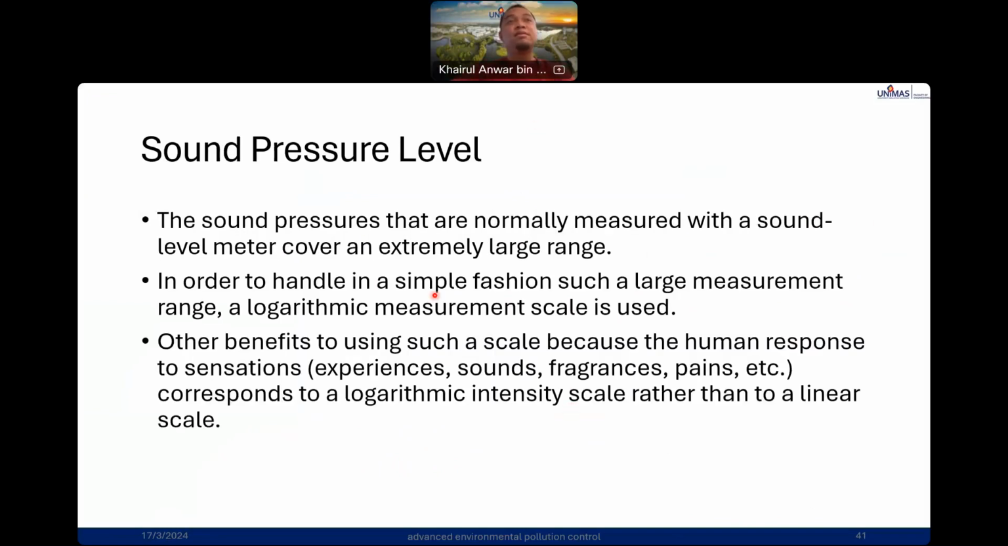Sound pressure level: the sound pressures that are normally measured with a sound level meter cover an extremely large range. In order to handle a large measurement range in a simple fashion, a logarithmic measurement scale is used. There are benefits to using such a scale because human response to sensation, experience, sound, fragrances, and pain corresponds to a logarithmic scale rather than a linear scale.